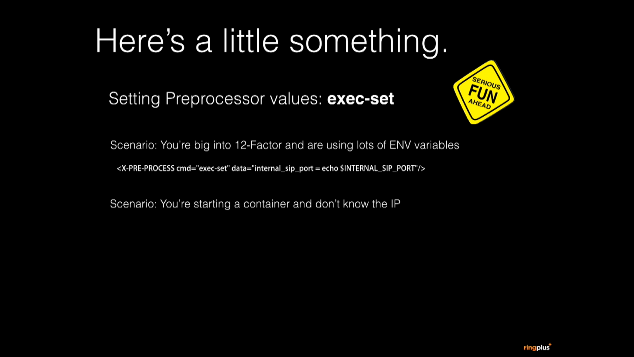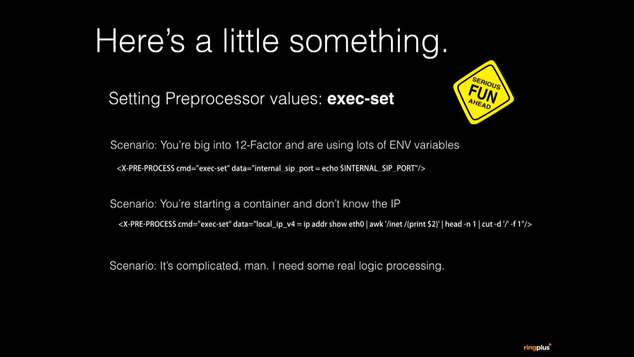Not so bad. Let's say you don't know the IP of the container you're on, or you're deploying in a weird configuration and you want to figure it out. Again, use this little guy right here. Use exec set, and then you can do this little bit of bash scripting that pulls out the IP address of your local v4 interface, at eth0. You can use whichever one you want. Maybe you have that on a VLAN or something, and it allows you to set all these in advance.